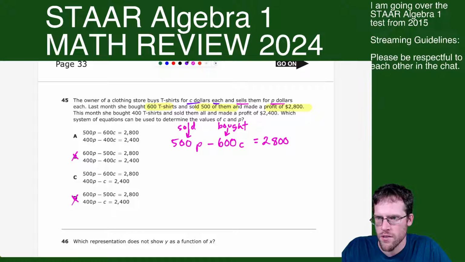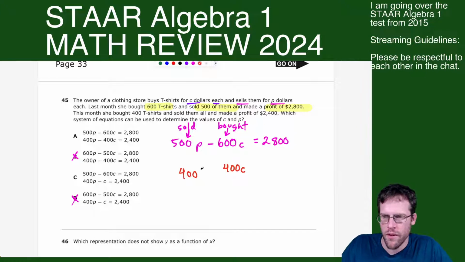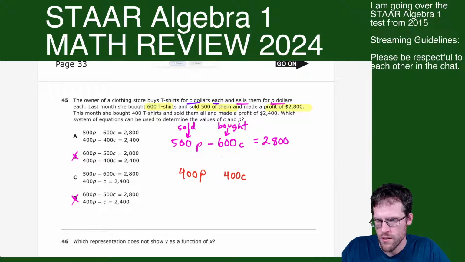Now, this month, so now second scenario. So let's see here. This month she bought 400 shirts. So the ones that are bought is with C. So she bought 400 shirts and sold them all. Okay, so how many did she sell? She sold 400. In the first equation, 600 were bought, but only 500 were sold. So here we have 400 were bought and sold. So she sold 400 for the price of whatever P is, and she bought them for the price of whatever C is. Okay, so the difference is the profit. And this month, she made a profit of 2,400.